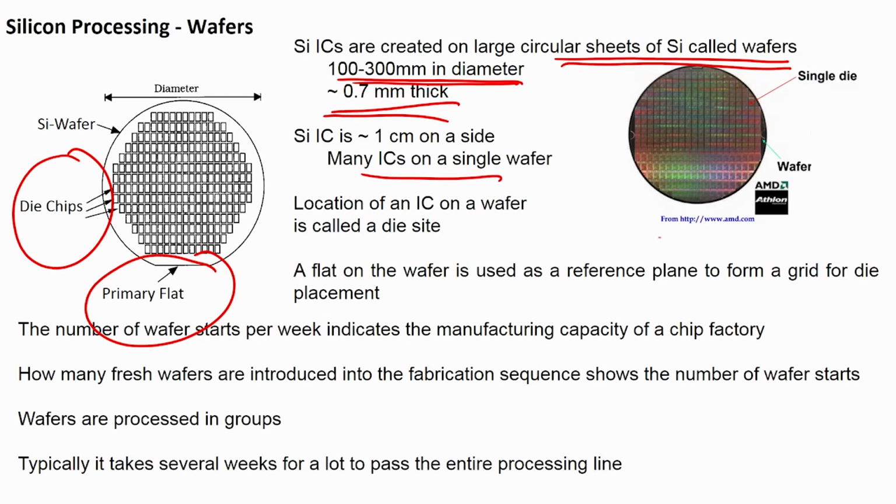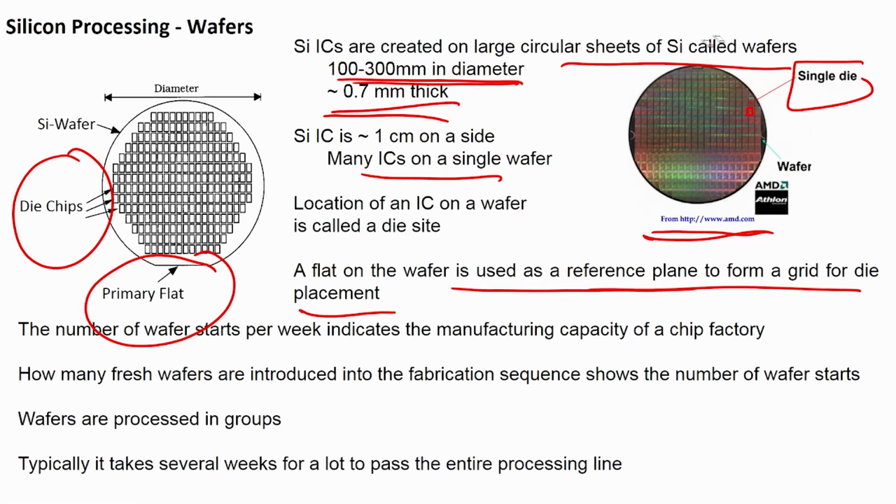I have taken this image from amd.com, and you can see a single die is nothing but a small piece of this chip, consisting of a lot of transistors and devices. A flat on the wafer is used as a reference plane to form the grid for the die. You see the flat on this wafer, let us say this is the primary flat.